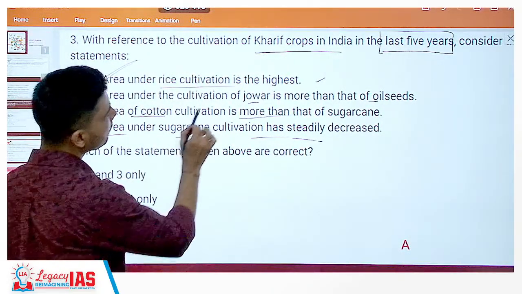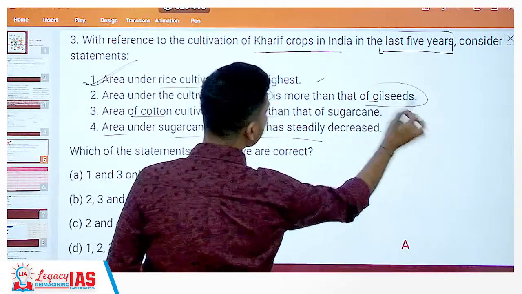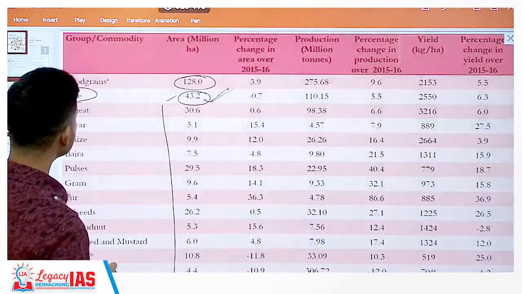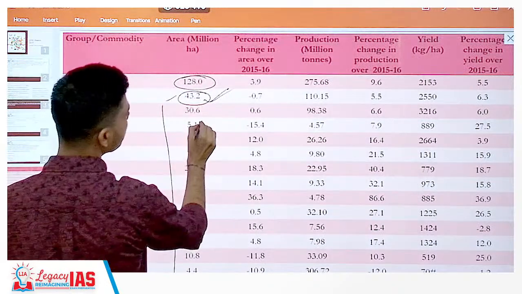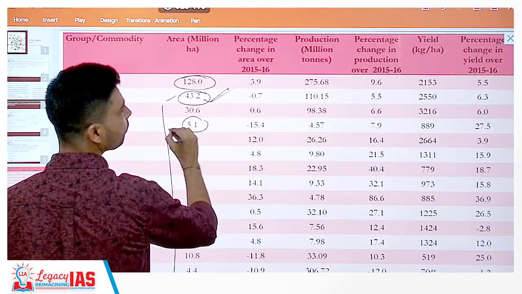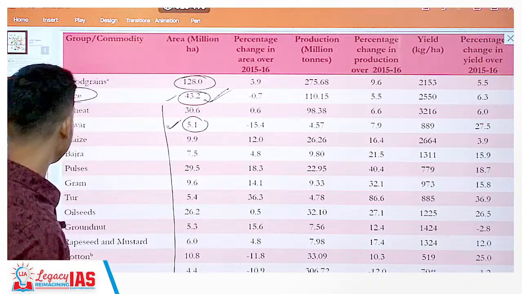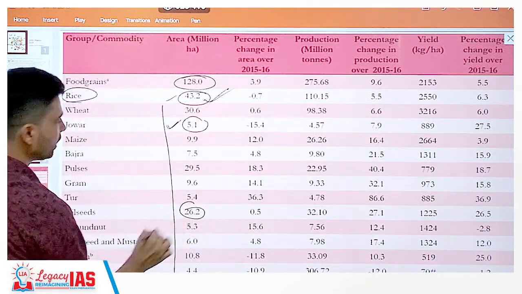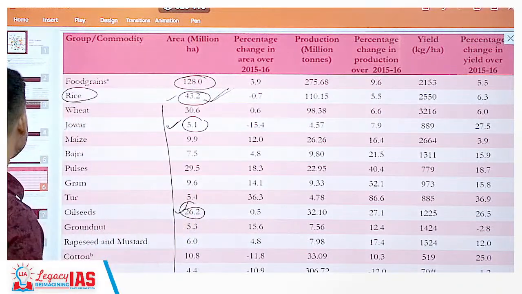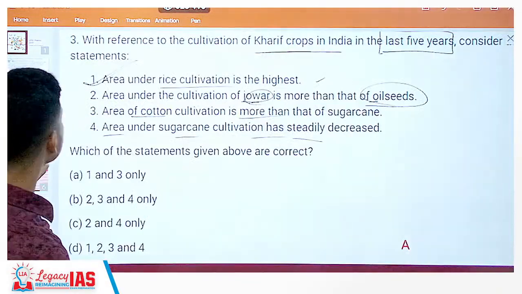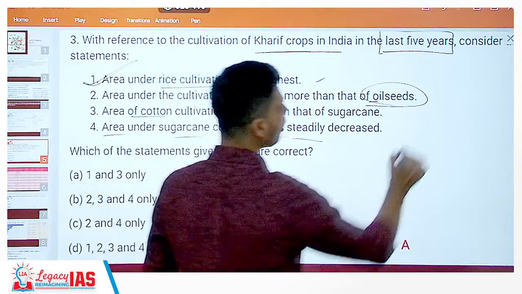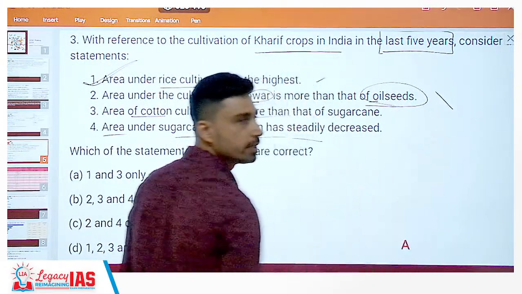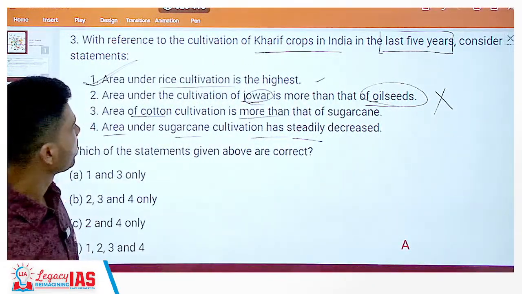Second is, area under the cultivation of jowar is more than that of oil seeds. Let us compare jowar with oil seeds. What is the area occupied by jowar? It is 5.1 million hectares. And what is the area occupied by oil seeds? It is 26.2 million hectares. That means area under cultivation of jowar is lower, not higher than oil seeds. So the second statement is incorrect.